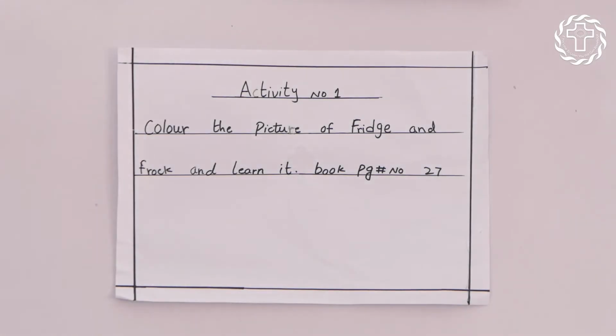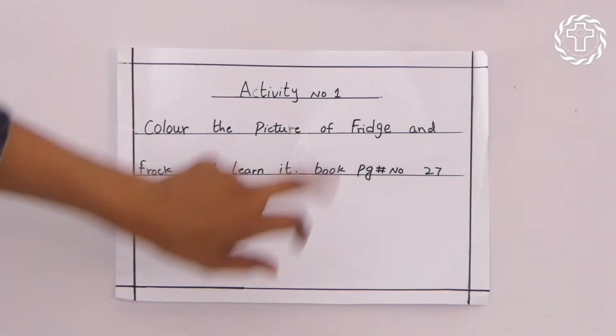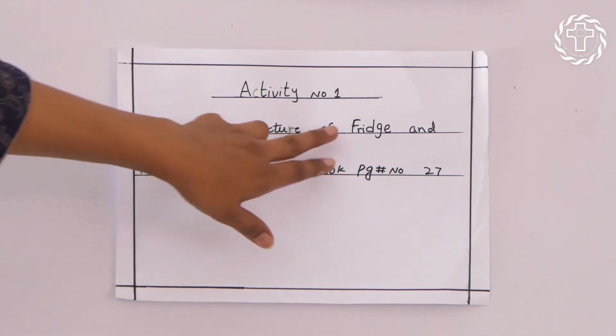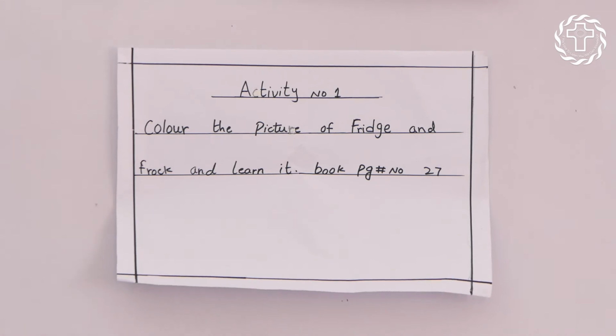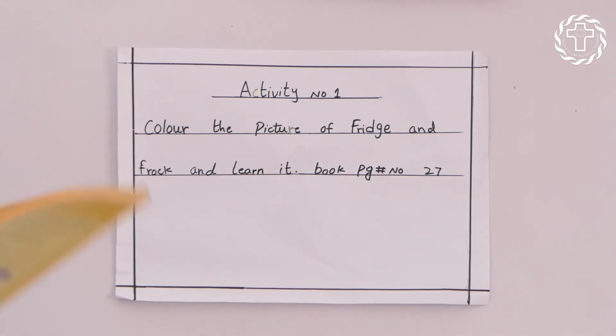Okay, children, we have activity number 1. Color the picture of fridge and frog and learn it. Book page number 27. Okay, open your book, page number 27.